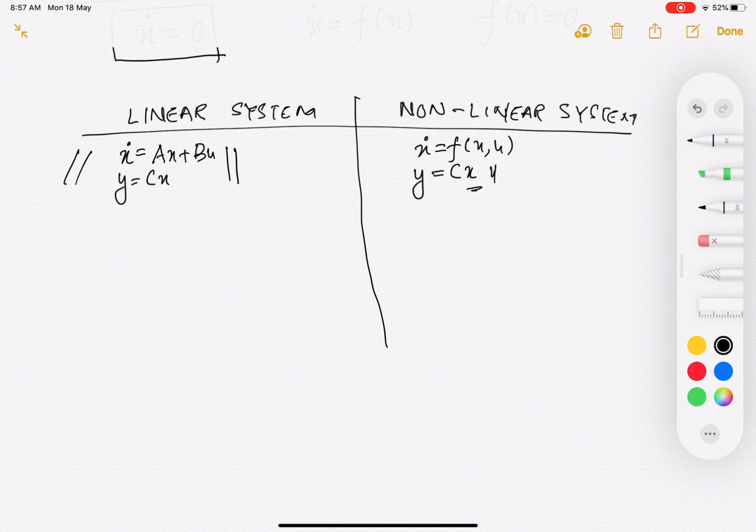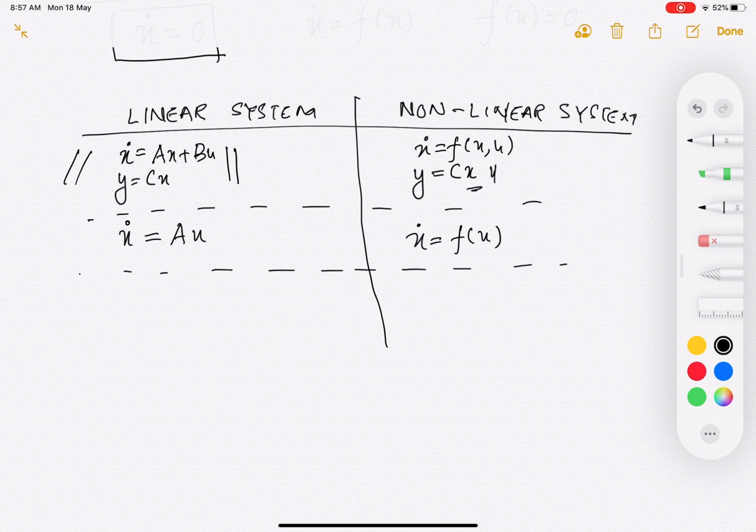This is how we write it in general. These are both explicit notations, as I've told you. If you have an autonomous system in which you don't have the u term, you'll write x dot is equal to Ax, and for the nonlinear system you'll write x dot is equal to f(x). So this is as far as the notation is concerned.